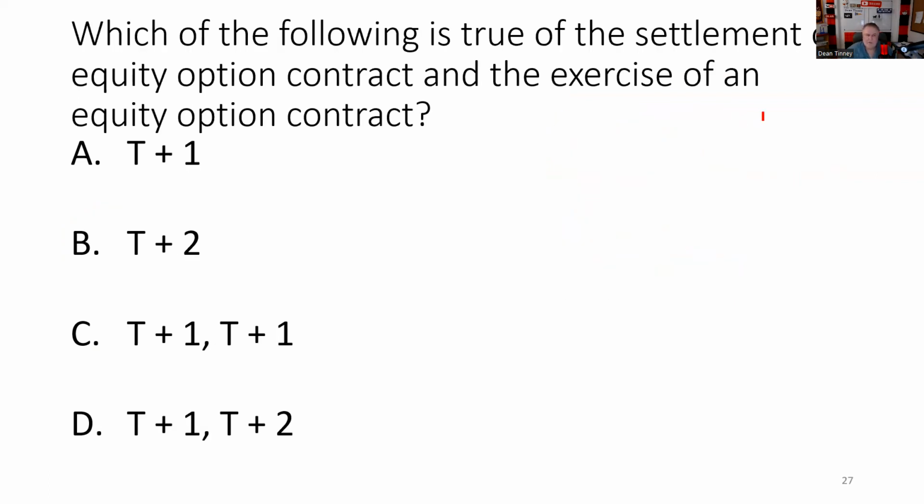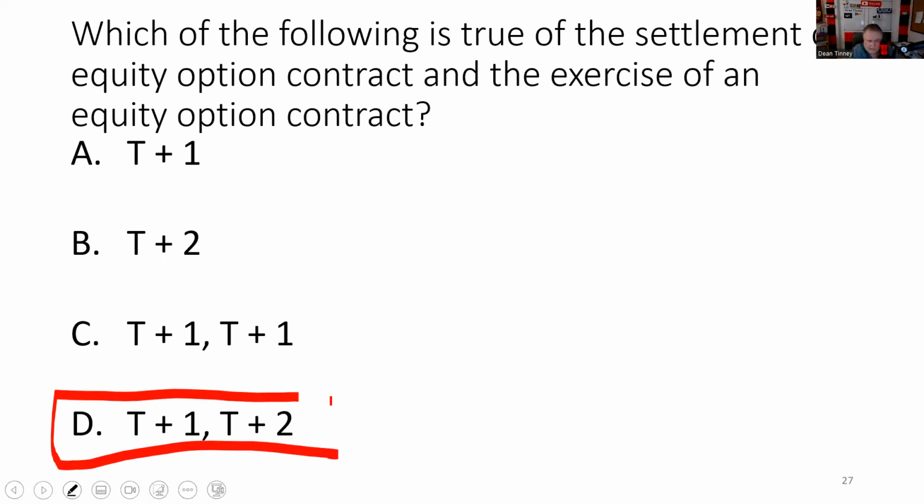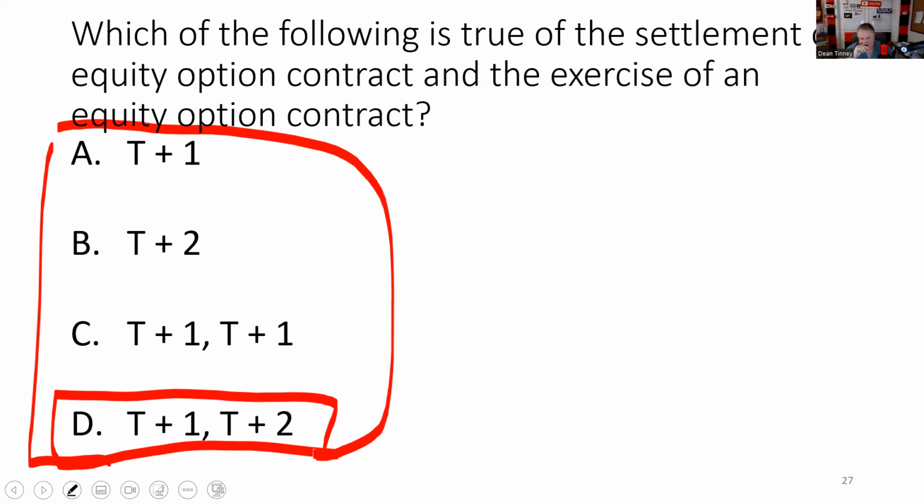Which of the following is true of the settlement of equity option contracts? So that's T+1. And the exercise of an equity option contract, that is T+2. So again, the point of this exercise is getting you comfortable with answer sets. All of these are right answers to different questions, right? If I just asked you about option contracts, period, full stop, T+1. If I just asked you about exercise of equity option contracts, period, full stop, T+2. Here I'm asking about both.